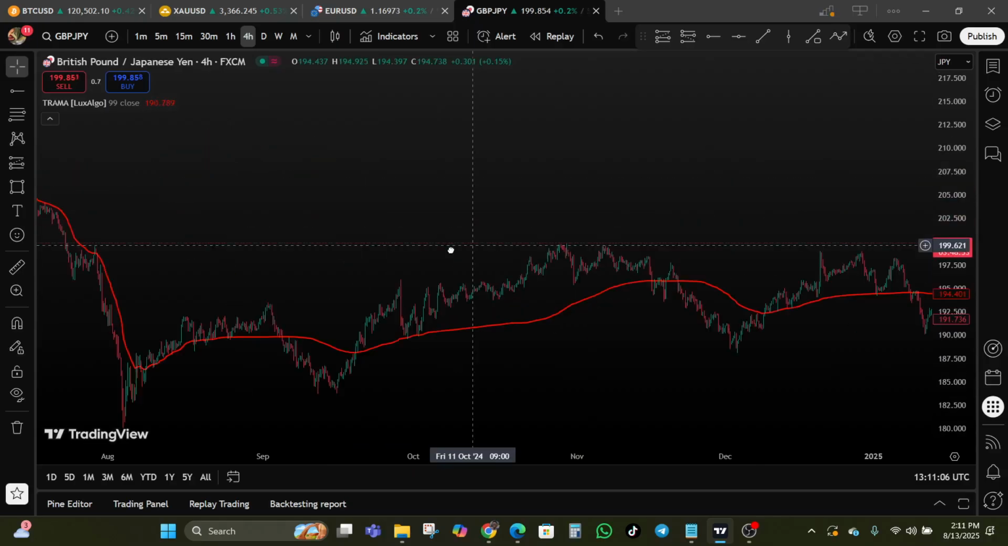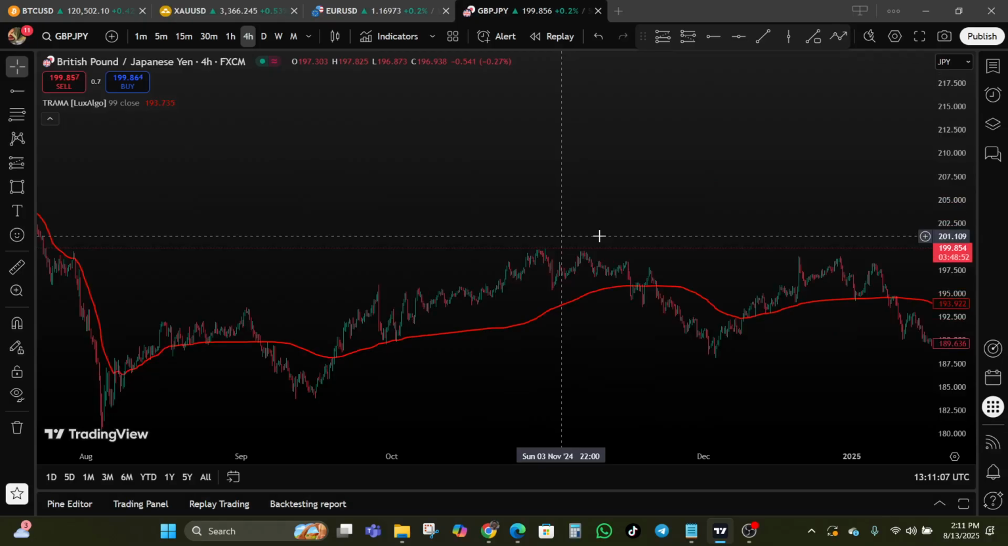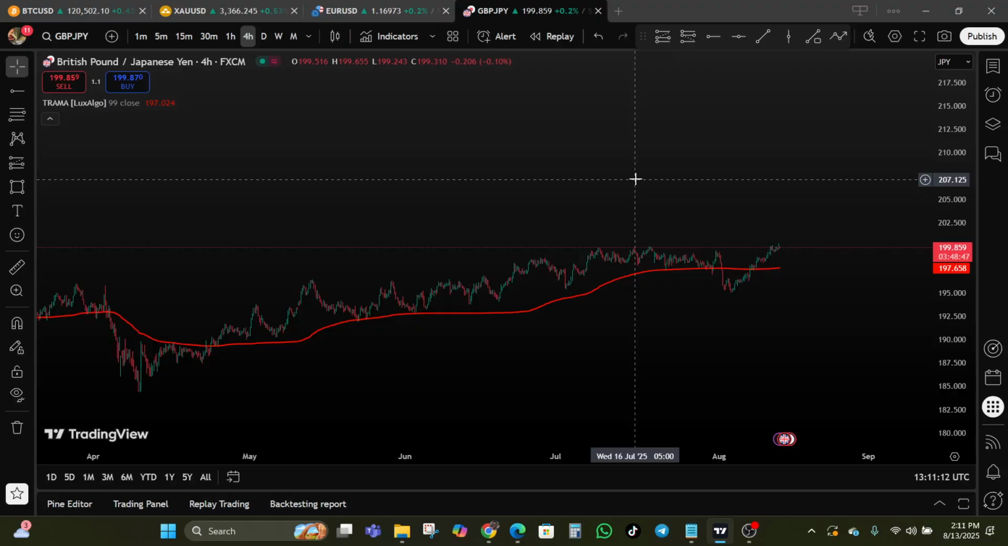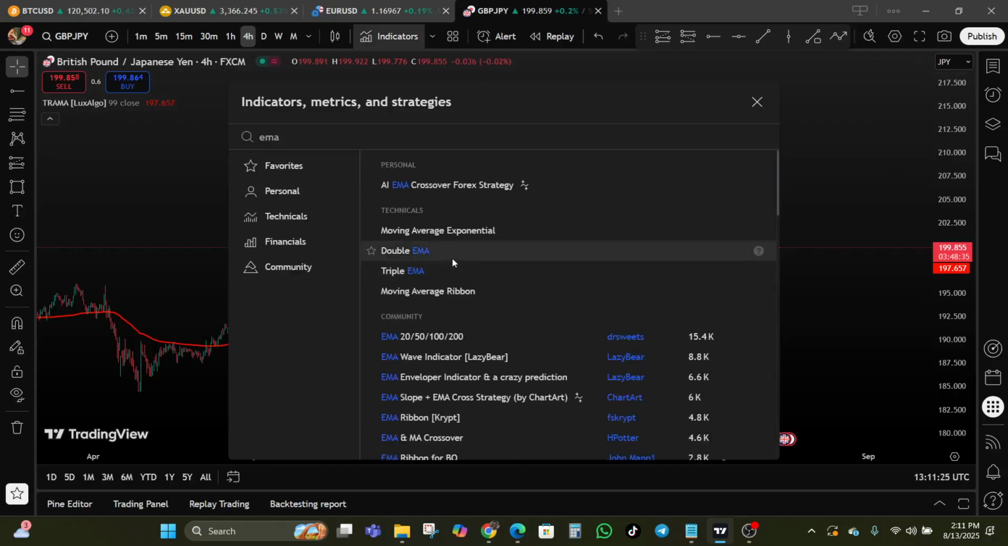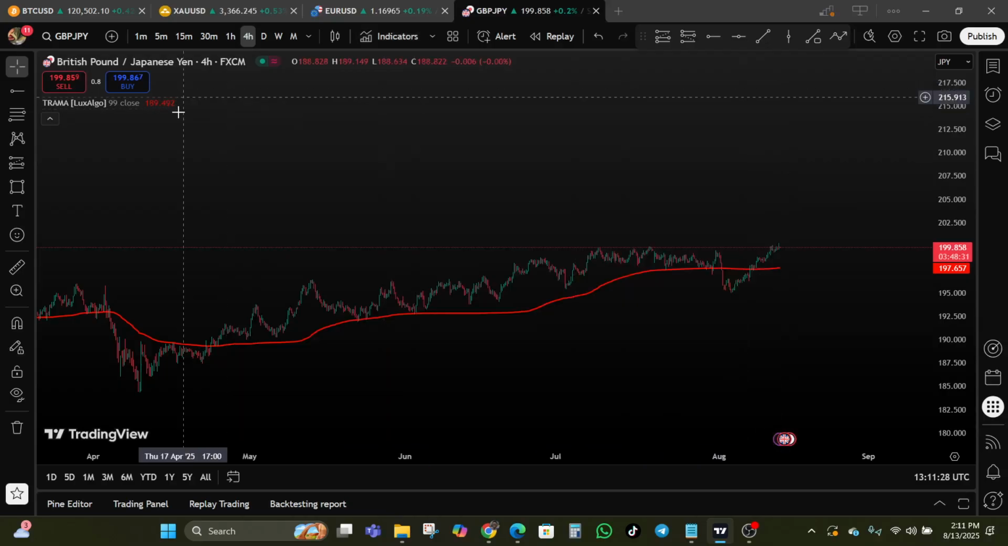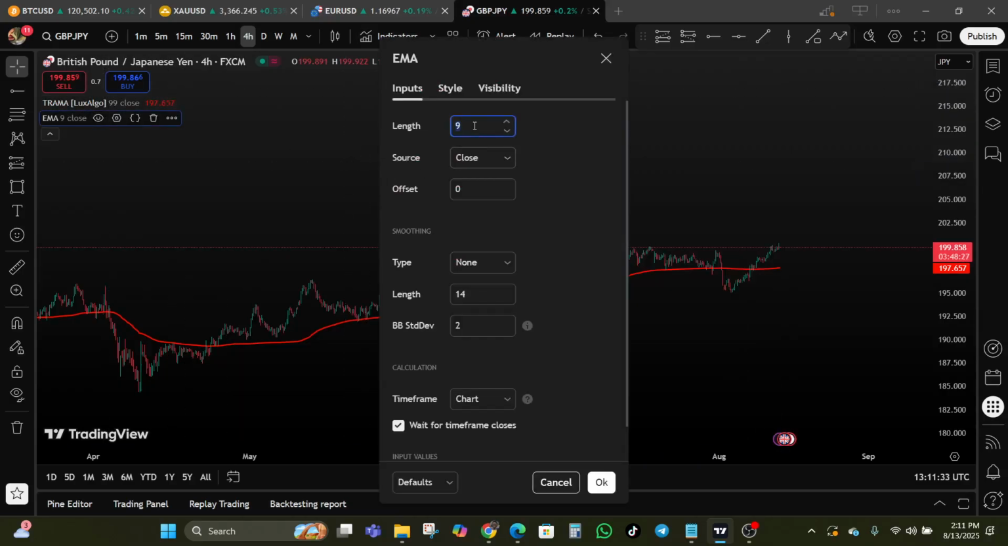Now, you can also use this indicator for crossovers. You can pair the TRAMA with a faster moving average for crossover signals. When the faster line crosses above the TRAMA in an uptrend, it can indicate a strong continuation. For example, we can decide to add the 20 EMA. It's just an example.